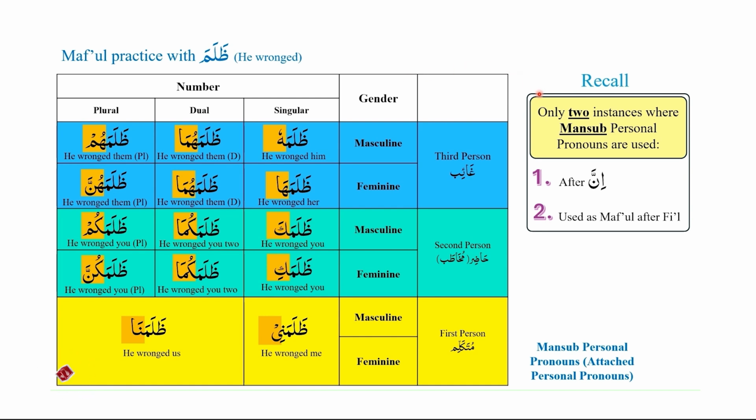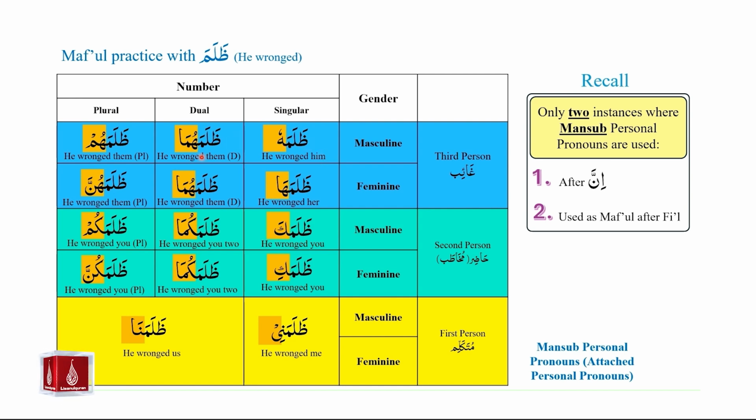Let us do some practice of maf'ul as personal pronouns. Please recall that there are only 2 instances where mansoob personal pronouns are used. First, after inna, and second, as maf'ul after fi'il. We will do practice with zalama. Zalama means he wronged. Zalama has the fa'il huwa hidden within it. Zalamahu, he wronged him. In this case, he is fa'il or huwa that is hidden within zalama, and him is the mansoob personal pronoun that is maf'ul.